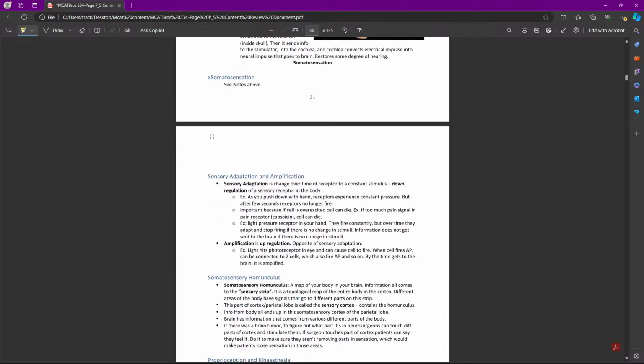Okay, somatosensation, we talked about it earlier. It's basically balance and knowing where our body is in position through touch, temperature, and the different somatocortex.